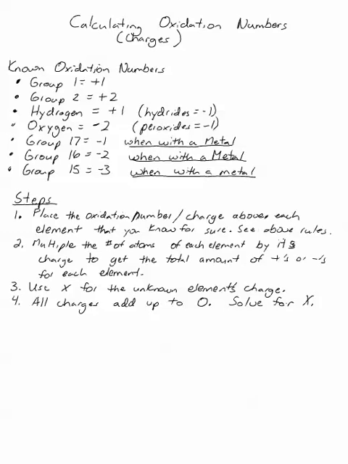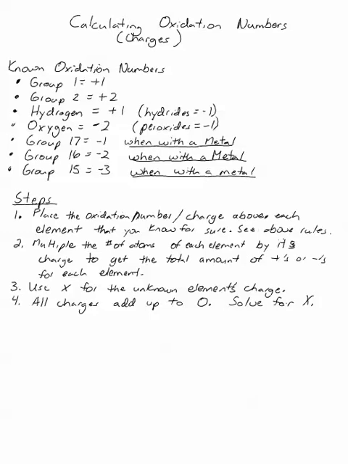Now, these next 3 rules are big for helping you out, okay? Because when you look at the periodic table, it's not going to give you this information, okay? Now, group 17 will always be a negative 1. Here's the key: when it's with a metal. Now, remember, metals are on the left side of the zigzag line. So group 17 will be a negative 1 when it's with a metal. Group 16 will be a negative 2 when it's with a metal. Group 15 is going to be a negative 3 when it's with a metal.